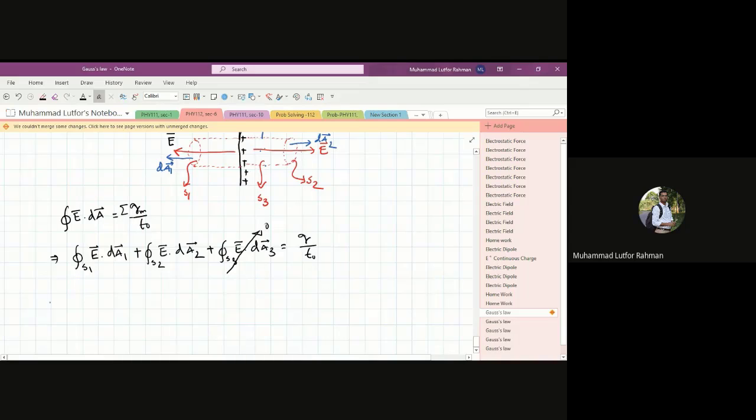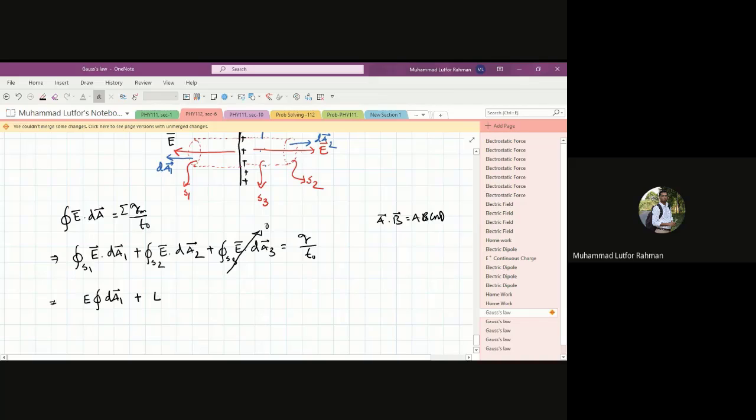Then I can write this one would be E into enclosed dA, right? Why? Because I'm writing in that form. The dot product of these two vectors, A dot B, is basically AB cos theta. Since they are parallel, theta is 0, so cos 0 is basically 1. And since the electric field is constant, I factor it out of this integration because the area is changing.